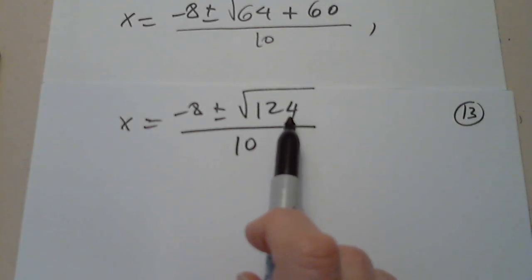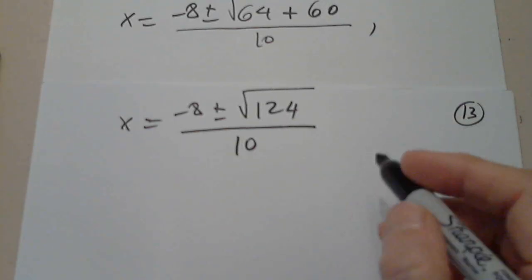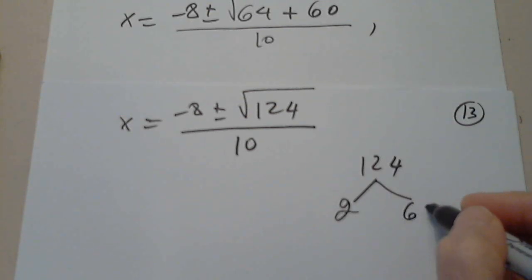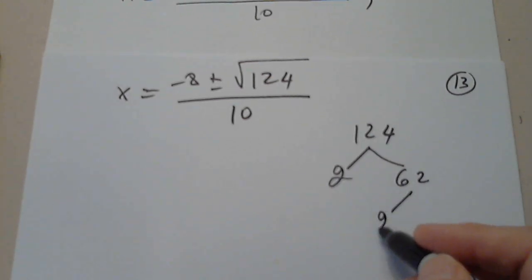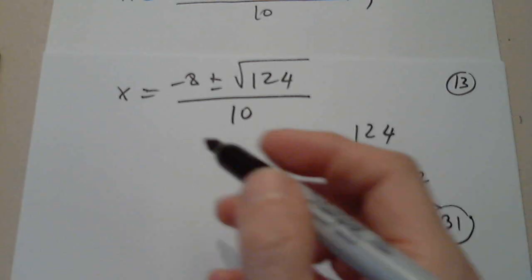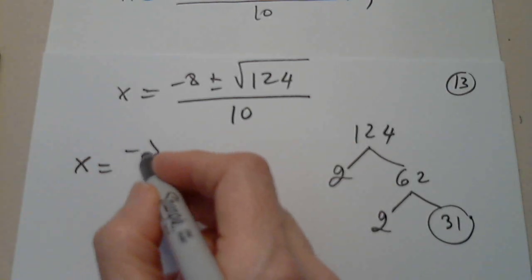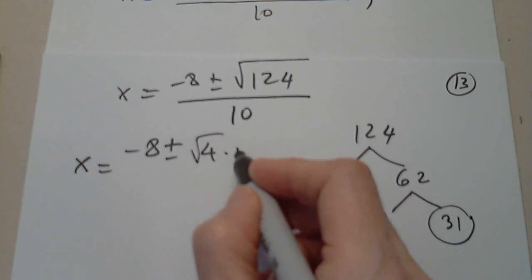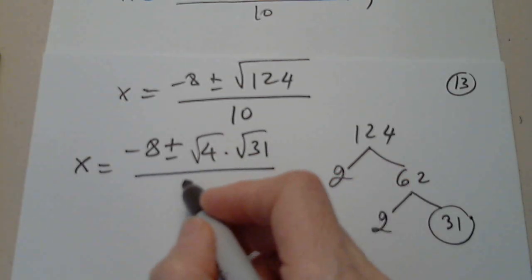But I have to simplify 124. I have no idea what this is, so I take it aside. It's an even number, 62. Again, an even number, 31. And it's done. 31 is a prime number. So then I will rewrite it as x equals negative 8 plus or minus the square root of 4 times the square root of 31, everything divided by 10.